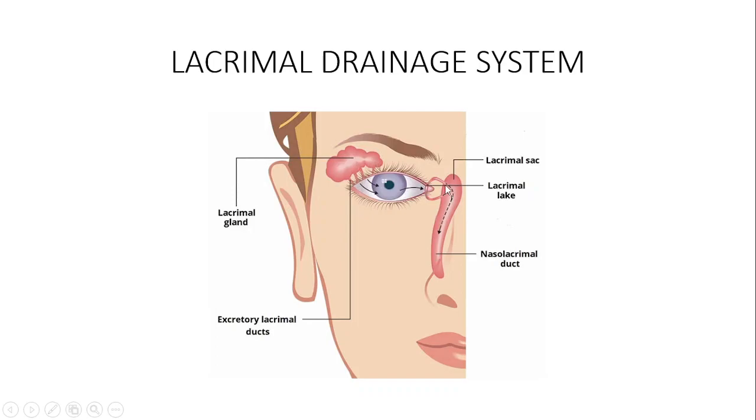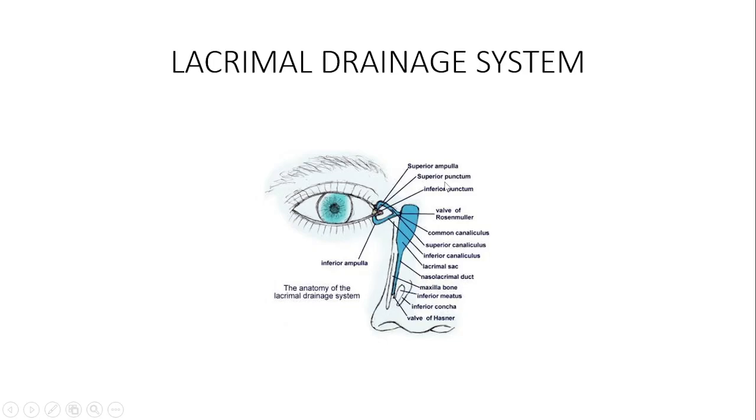Okay? But before that, there is a valve known as the Rosenmuller valve. This valve prevents reflux of tears, or return of tears, from the sac into the canalicular system. Alright? And remember, the horizontal canaliculus measures about 8 to 10 millimeters and the sac measures 10 to 12 millimeters in length. Once the tears enter into the sac, they go down into what we call the nasolacrimal duct.